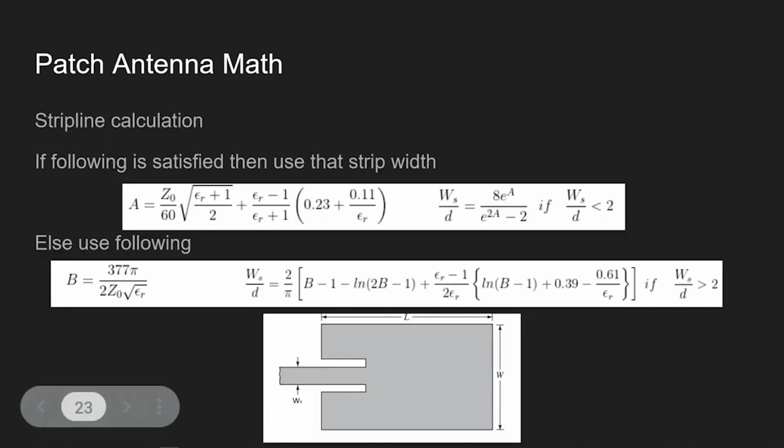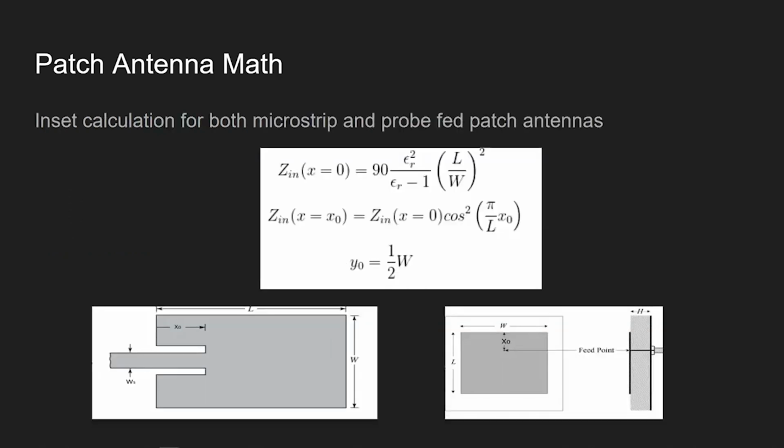Next, we will cover strip line width calculation. First, we calculate A and then use it in the equation on the right. If Ws over d is less than 2, then we use that strip width outlined by Ws. Otherwise, we would calculate B and use it in the longer equation below. One of them would be true, but never both.